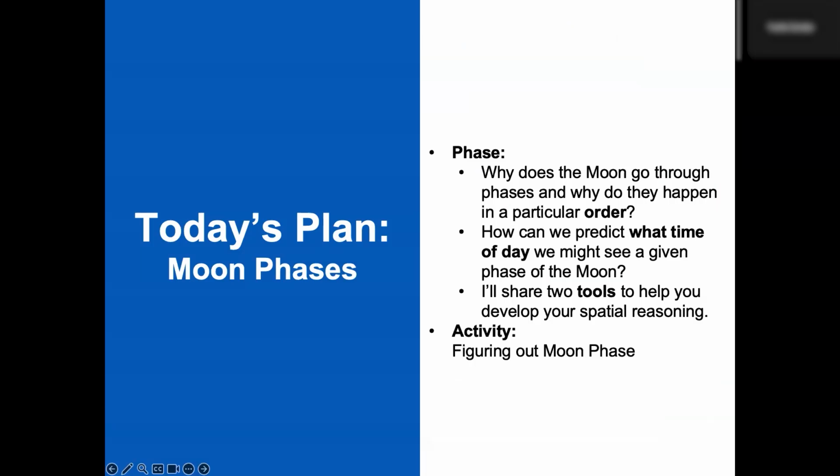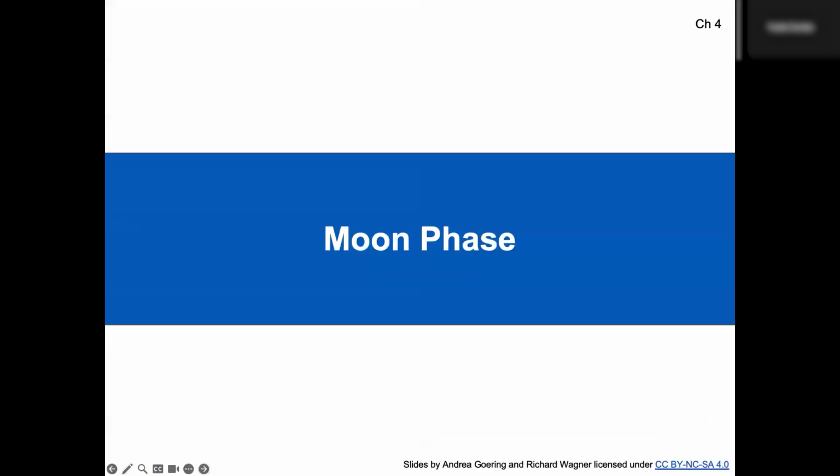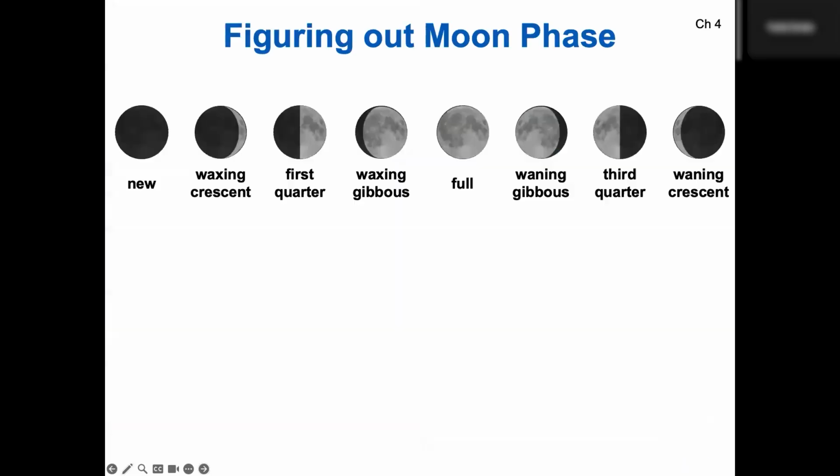You can't see all of the phases of the moon at every single time of day. The moon is not always up, right? Even if you want to look for it. And I'm going to help you guys with some tools to help you develop your understanding on how to figure out what the moon phase is. So to start, we were touching on this a little bit last week when we were talking about the phases of Venus. But the first important thing to do here is to discuss the different phases of the moon and the order that they happen in.